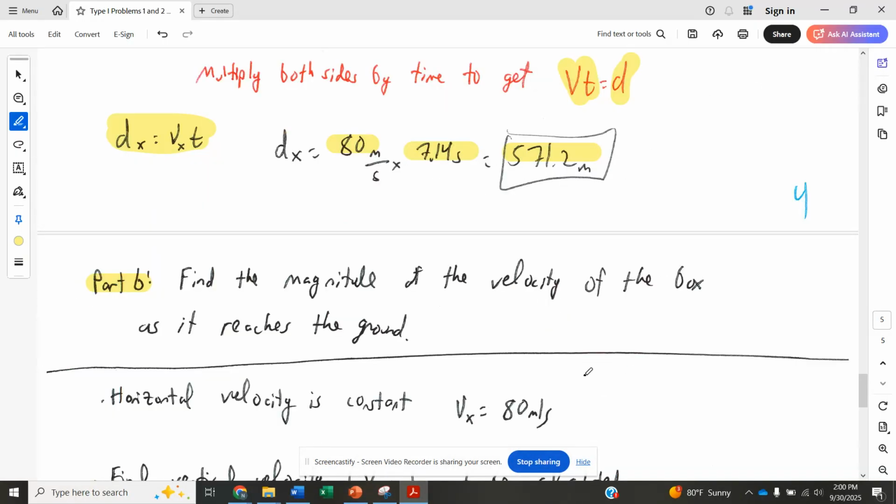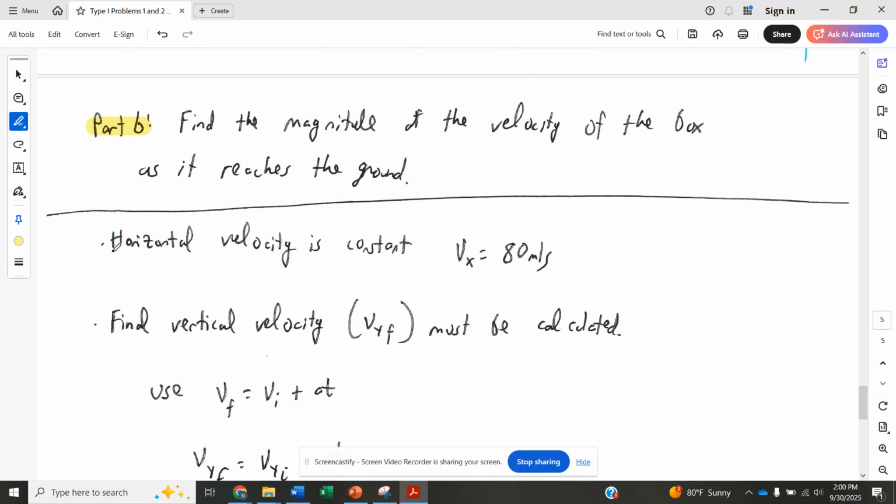So one of the assumptions we have to remember for all projectile motion problems is that there's no acceleration in the horizontal direction, which means that the velocity in x is 80 throughout the entire problem. But because of gravity, the vertical velocity is constantly changing, so I have to calculate that final velocity in the y direction.